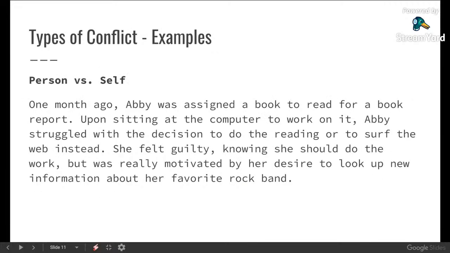So person versus self, here's an example of one of those. So 1 month ago, Abby was assigned a book to read for a book report. Upon sitting at the computer to work on it, Abby struggled with the decision to do the reading or to surf the web instead. She felt guilty knowing she should do the work, but was really motivated by her desire to look up new information about her favorite rock band.